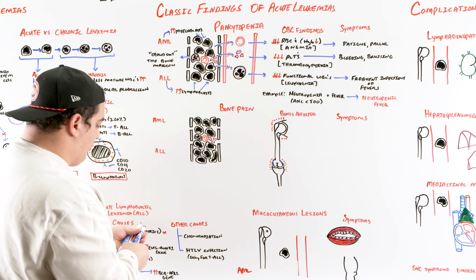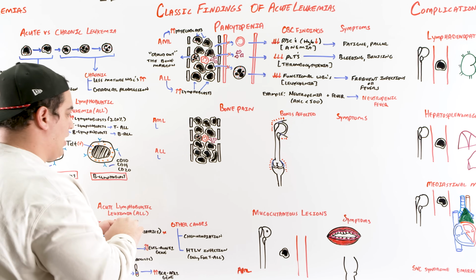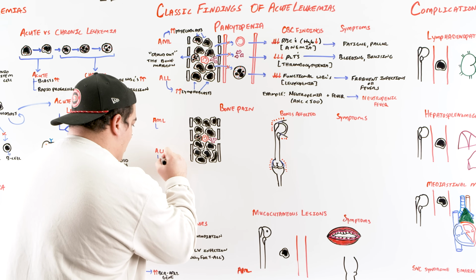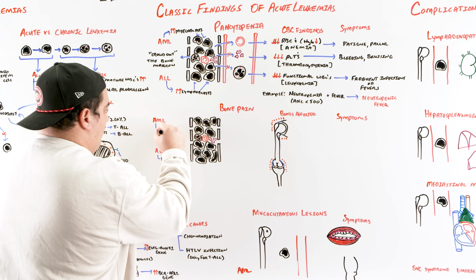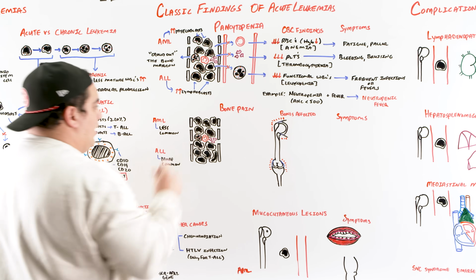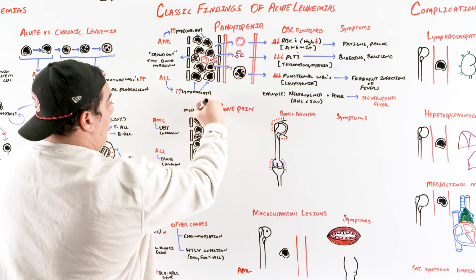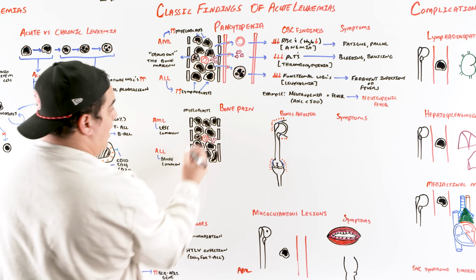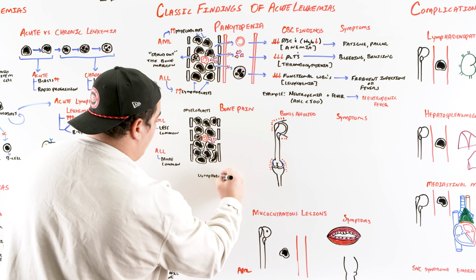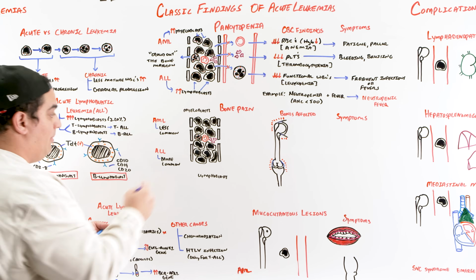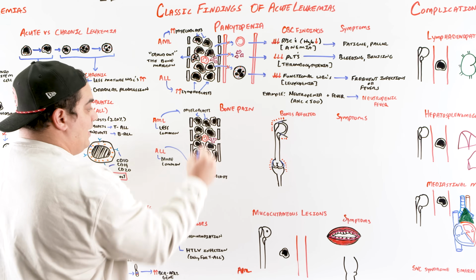So here's what I want you to remember. I'm going to start by saying that this is less common, this is more common. So more common for ALL, less common for AML. Either way, the same concept exists that we talked about before. In AML, you're getting a boatload of these myeloblasts. In ALL, you're getting a boatload of lymphoblasts. And these things are honking big, man. They're huge. So because of that, they're taking up a lot of space.